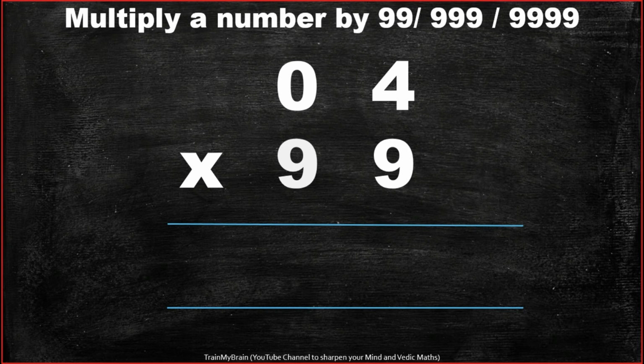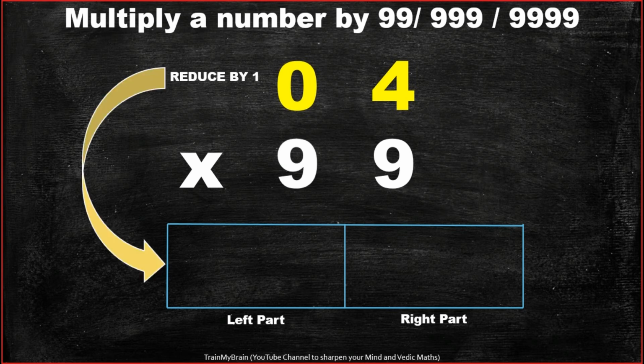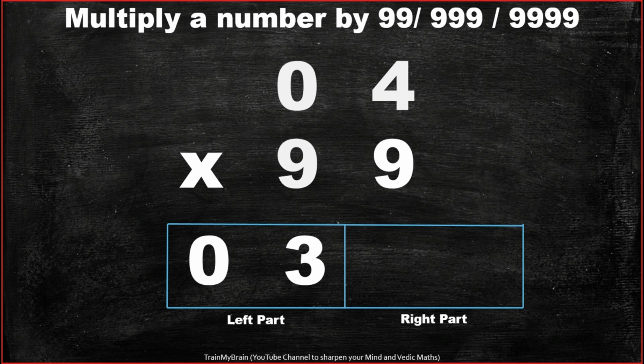Now 04 and 99 you have. Both the numbers are 2 digit numbers and one of the numbers has 9 only. Both the conditions are satisfied. Once the conditions are satisfied, you can apply the logic which we learned. Left part, right part, pick the number other than 9, which is 04. Reduce it by 1. 04 minus 1 will be 03. For the left part we are done.